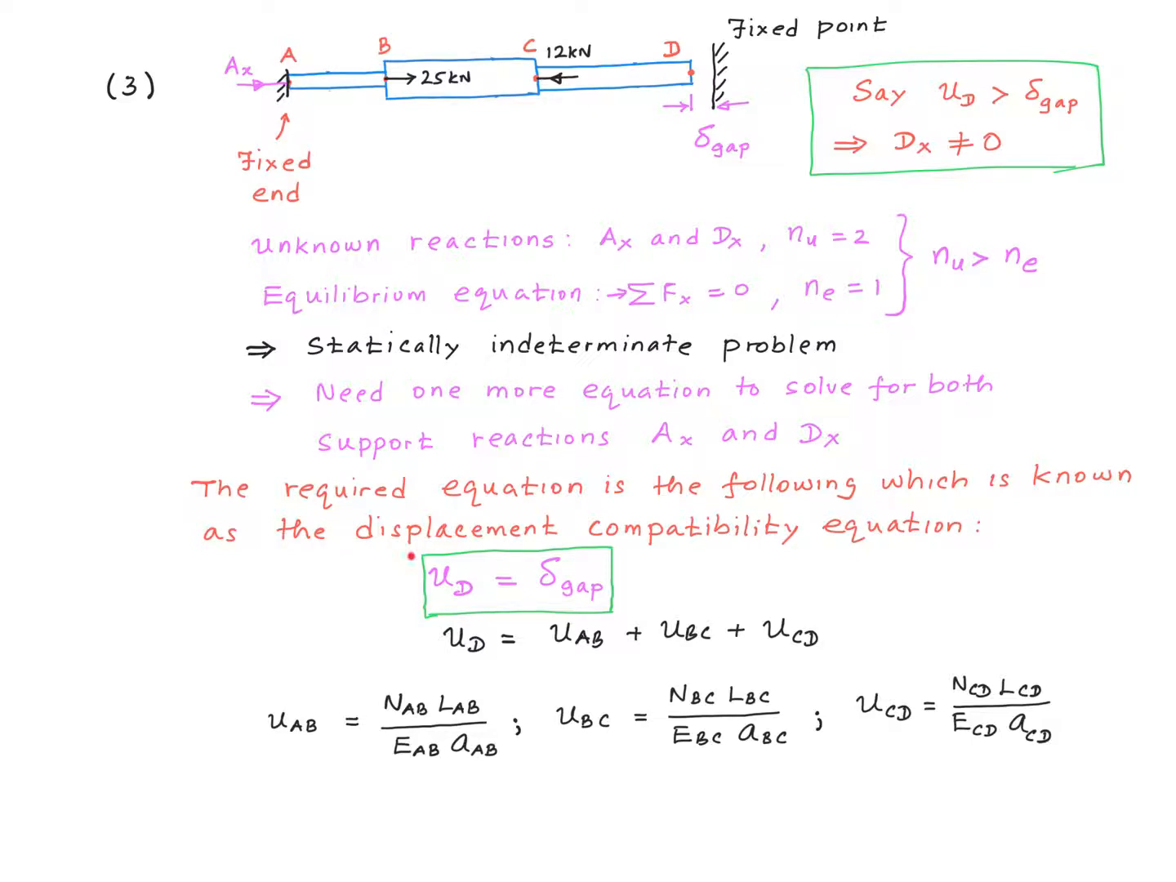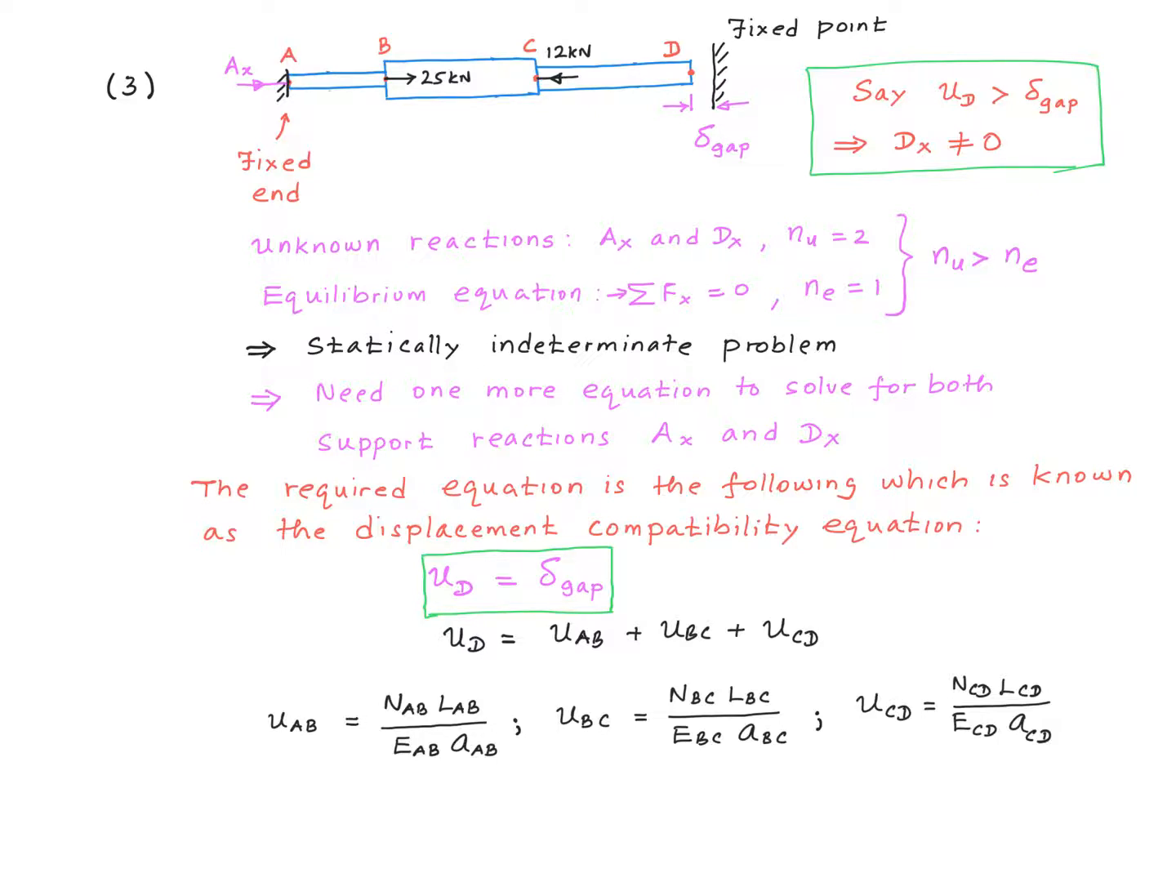Our displacement compatibility equation is this, a little different from what we had in example number 2. In example number 2, we said UD is 0, right? But here it's not 0, it's going to be delta gap. That's it. Everything else remains the same. We go ahead and solve for the two unknowns first, and then we come back and calculate the deformations and the displacements of interior points.